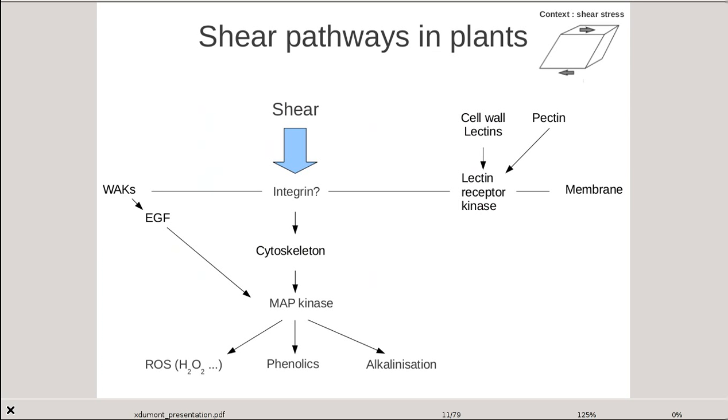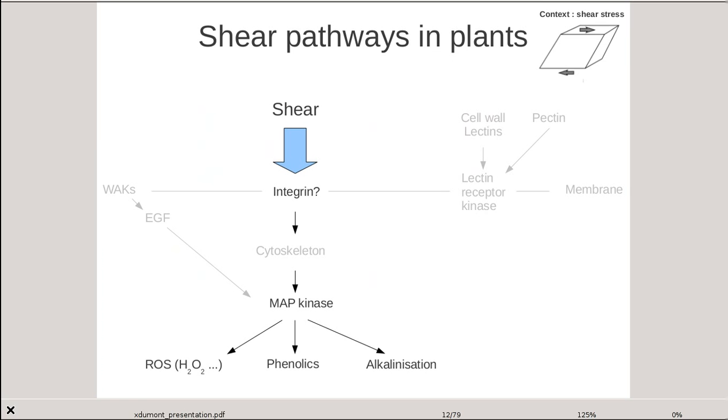Here is the state of the art about shear stress at article time, meaning the scheme is a simplified view of the current knowledge on this field. Lectins and associated proteins will act as the first elements in mechanoperception. Here, the most important point is the role of a putative integrin-like protein. This putative integrin-like protein will activate the MAP kinase cascade, which in turn will activate reactive oxygen species, phenolic concentrations, and alkalinization. There is another pathway on which I'll come back later, with associated kinase and EGF.